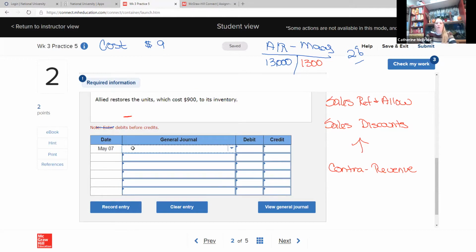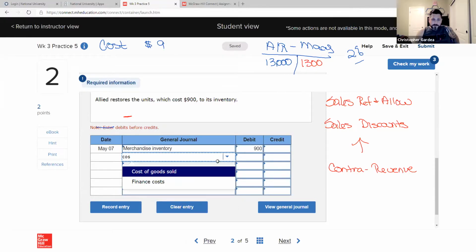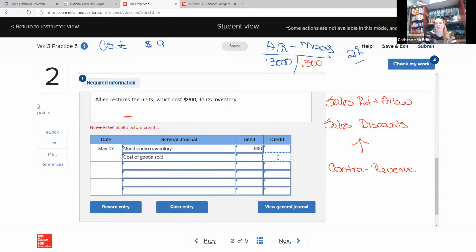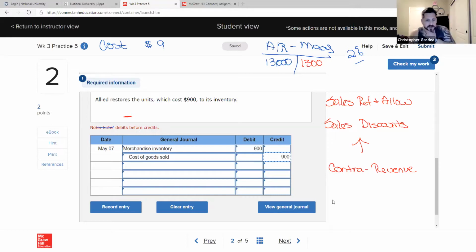So now we're going to put it back into inventory at the $9 per unit. And we're going to back it out of cost of goods sold because we didn't sell it, they returned it. Make sense? Yeah, you do cost of goods sold when you do your sales revenue, right? You do sales revenue and accounts receivable. And then the second entry is to record cost of goods sold and reduce inventory.